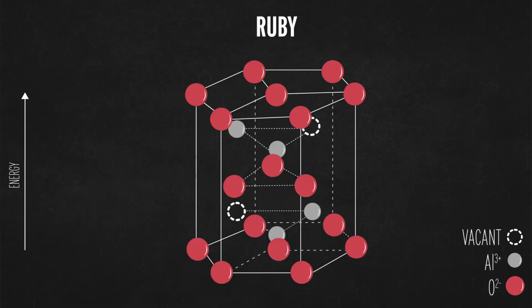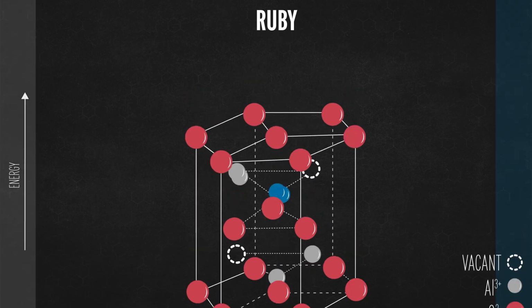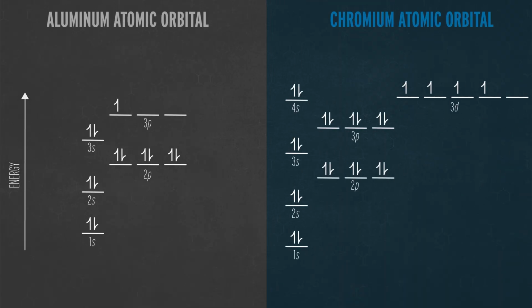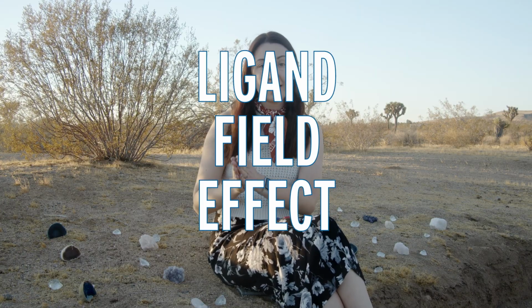In ruby, about 1% of the aluminum ions are replaced by chromium, which has something that aluminum doesn't: d-valence electrons. Do you remember S, P, D, and F? No? Don't worry about it. They're just different types of atomic orbitals. But d orbitals experience something called the ligand field effect, and they're the reason that some metal complexes are brightly colored and others are not.